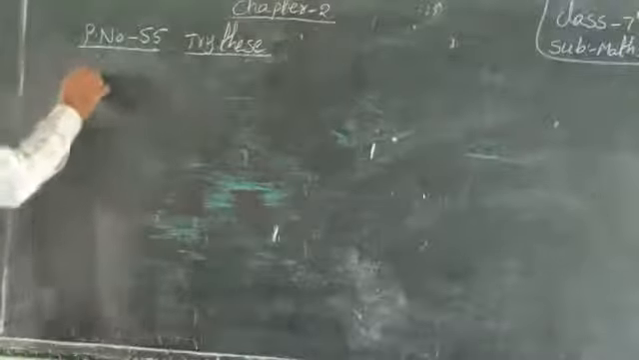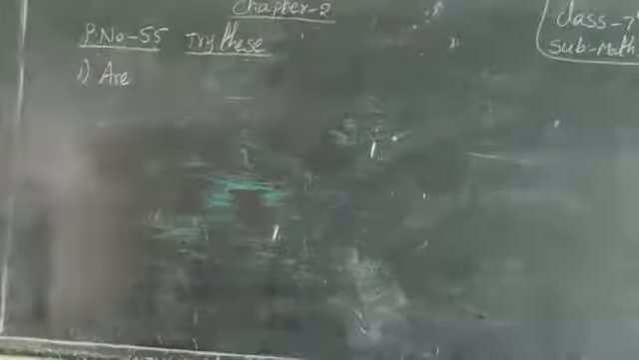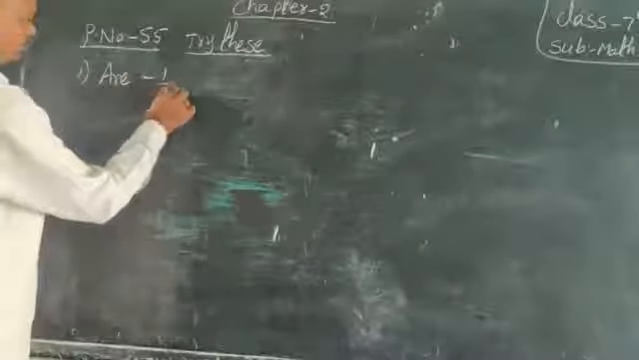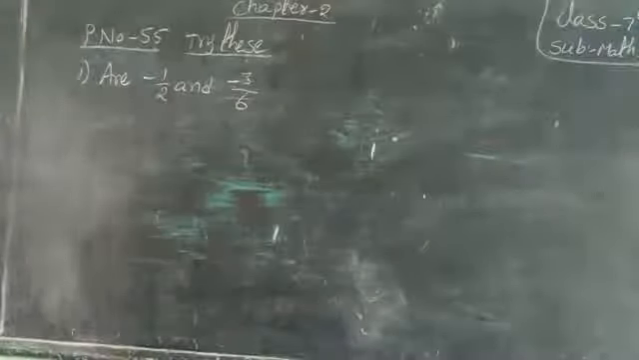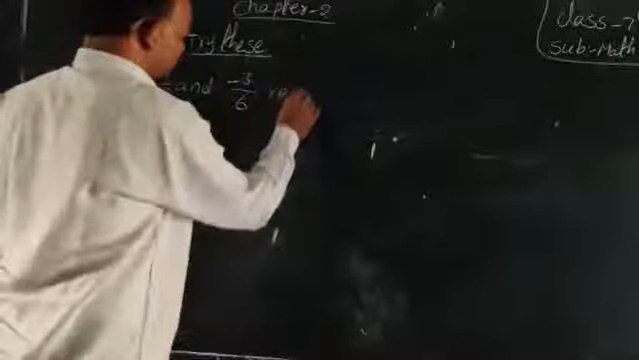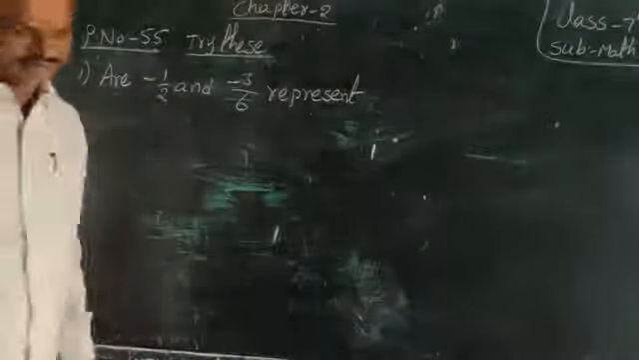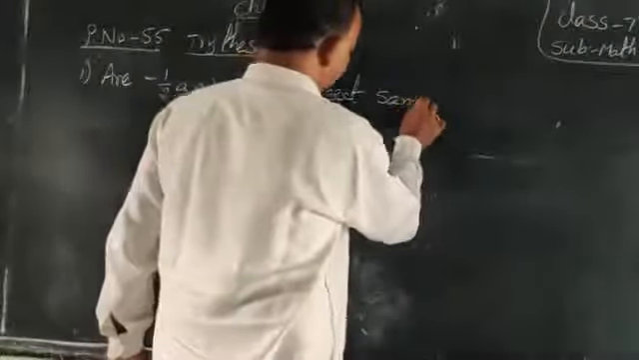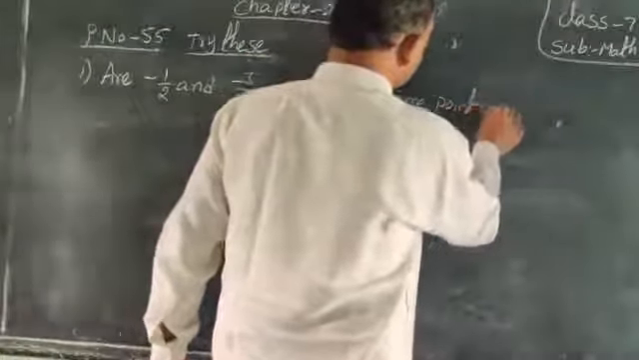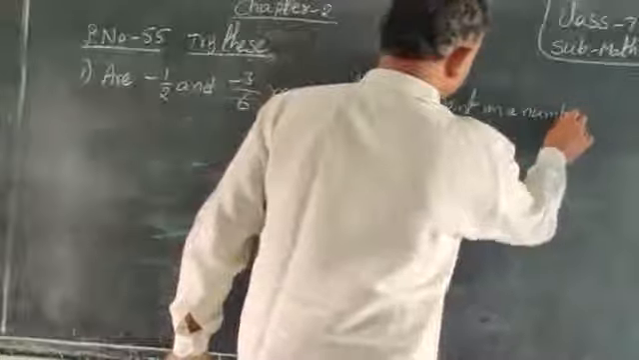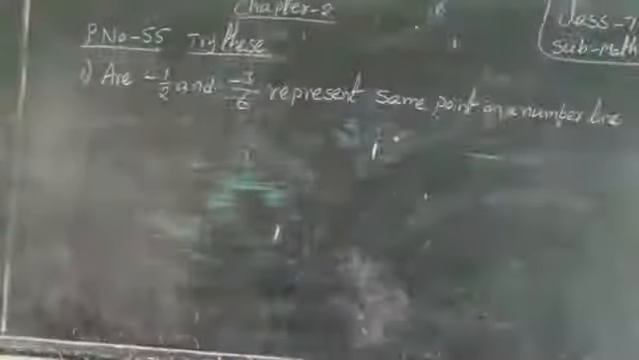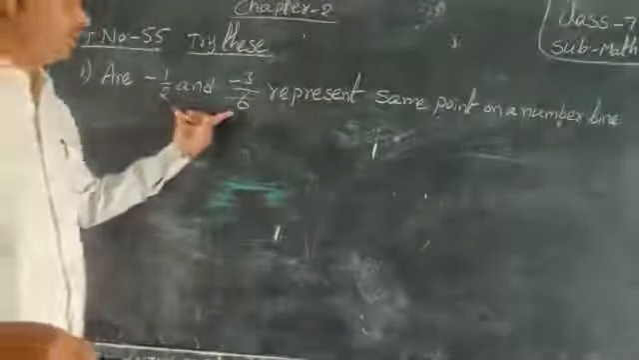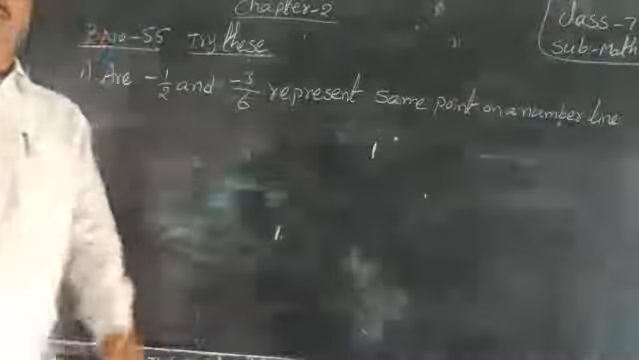First one: -1/2 and -3/6 represent the same point on a number line. That means these two values represent an equal point, that is a single point.